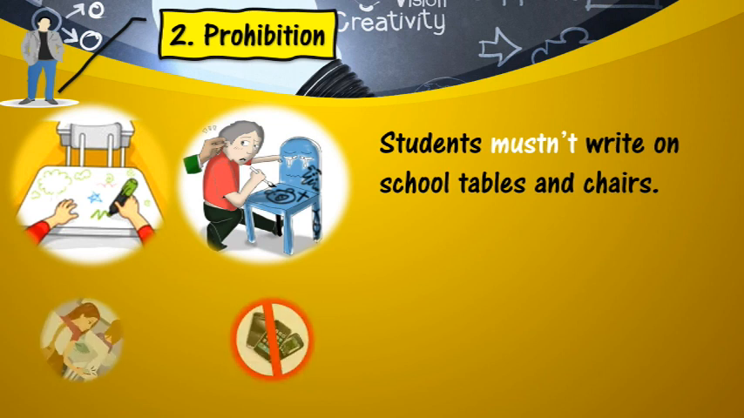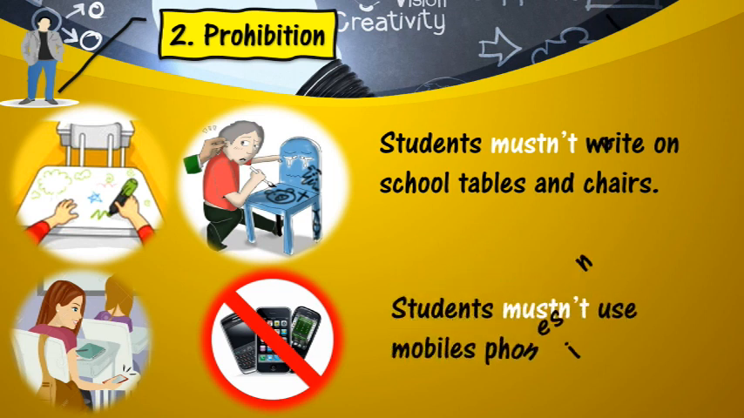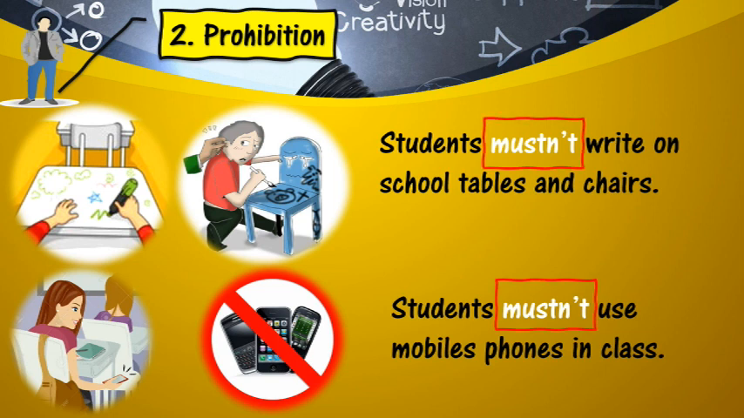Another example is using mobile phones in the classroom. You all know that this is not allowed. Using a mobile phone in class is prohibited. Students mustn't use mobile phones in class. Students must not use mobile phones in class. So to express prohibition, we use the modal verb mustn't, which is a short form for must not.